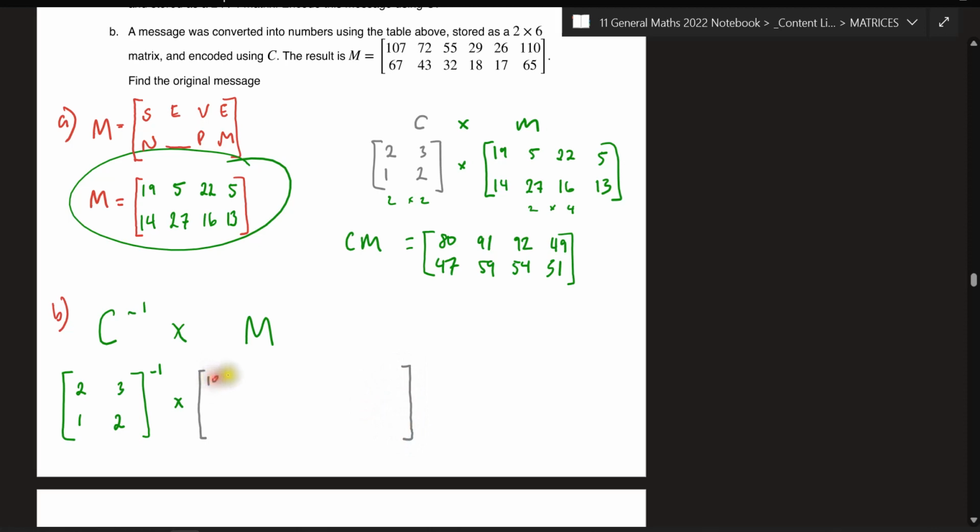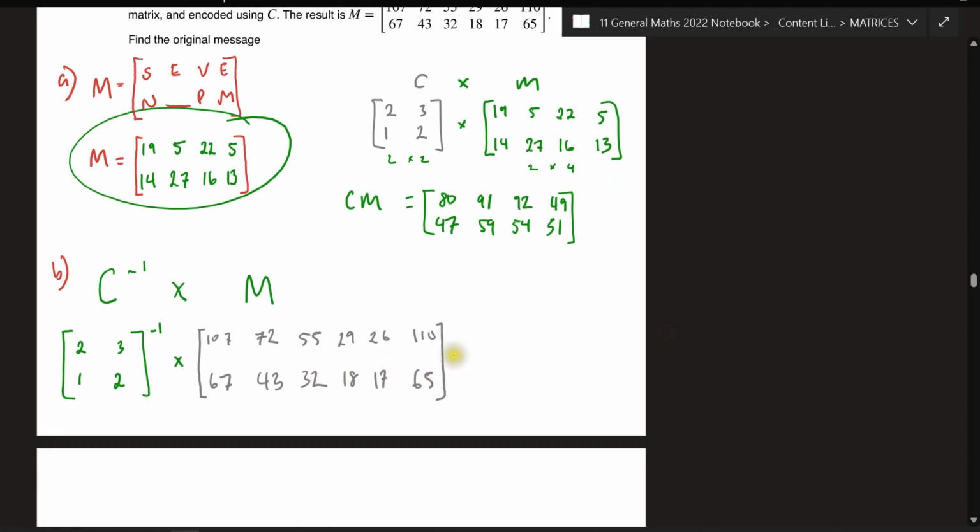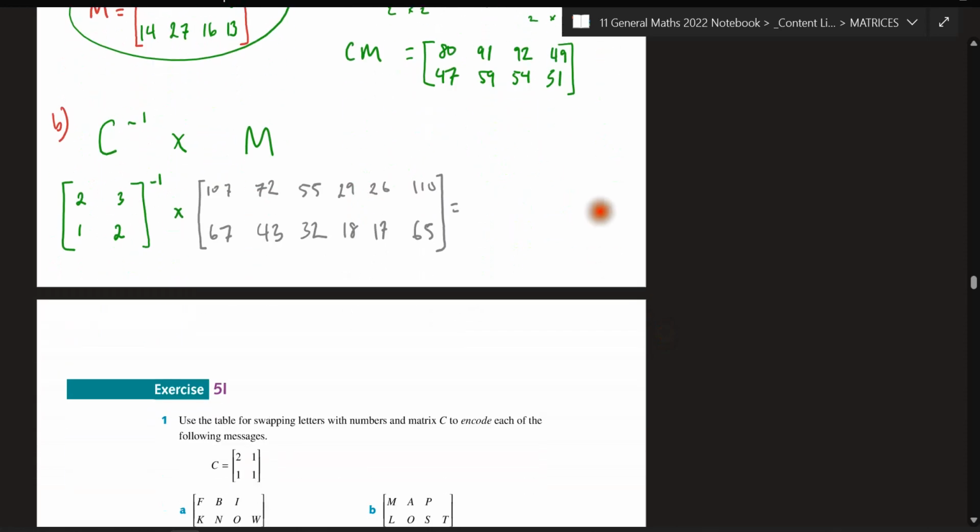So 107, 72, 55, 29, 26, and then 110, 67, 43, 32, 18, 17, and 65. So what does that equal? Okay, let's figure out what the original message was.